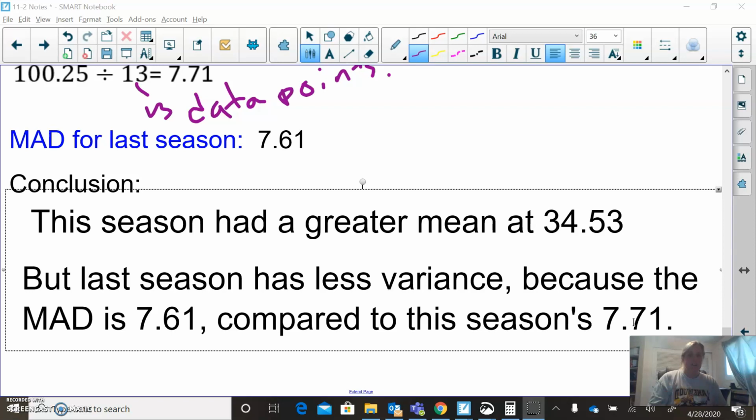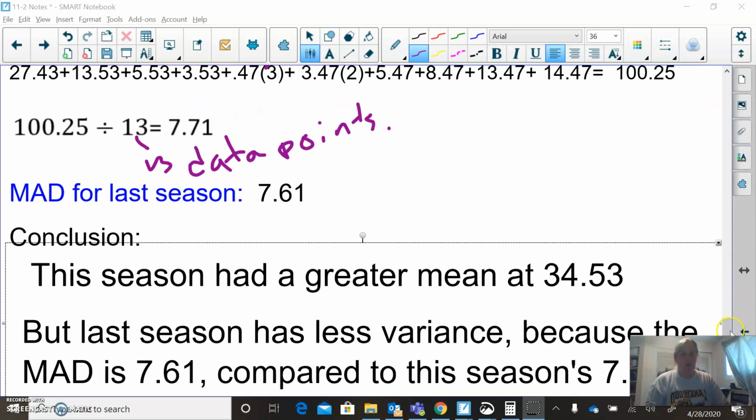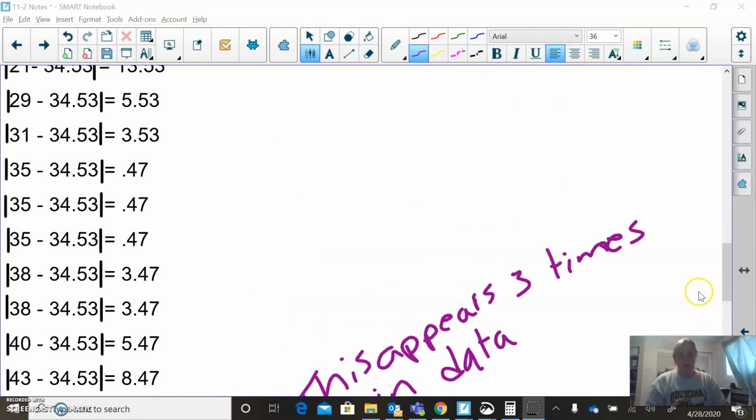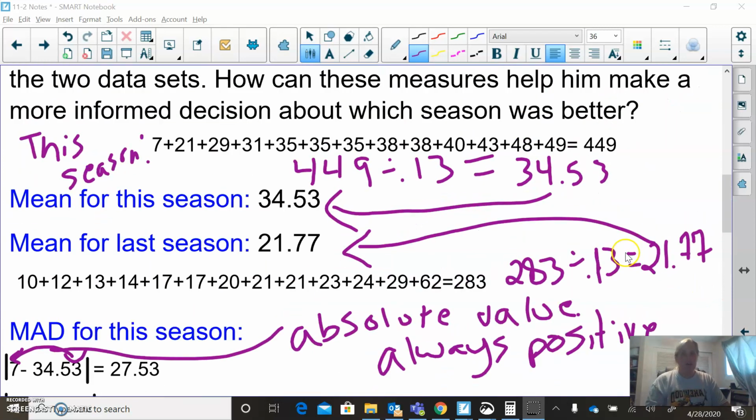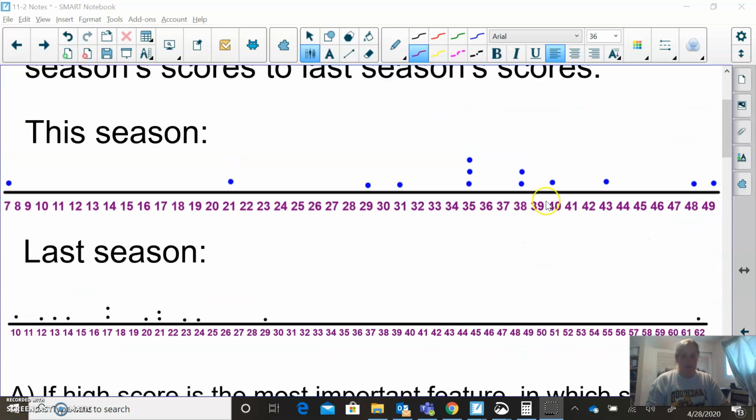So, for this instance, I think this season was better. There was more deviation, there was more variance, but our scores were generally higher. We had a higher mean. Okay? Alright, guys. Let's keep going.